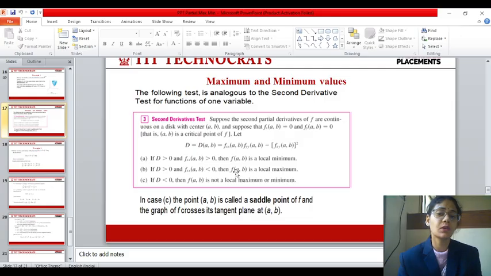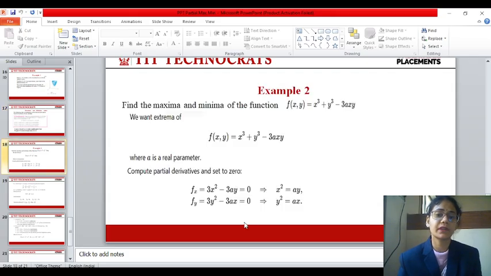So we will have local minimum or maximum if d is greater than 0. If d is less than 0, then there is no local maximum or minimum. So the first condition you need to check is whether d is greater than 0 or less than 0. If it is less than 0, there is no local maxima or minima. We will check further only if it is greater than 0. Now further classification is there. If d is greater than 0 and the second order derivative with respect to x is greater than 0, then this will be called a local minimum. But if the second order derivative with respect to x is less than 0, then it will be called a local maximum. Now in case C, the point a comma b is called a saddle point of f, and there is no local minima or maxima in case of d less than 0.